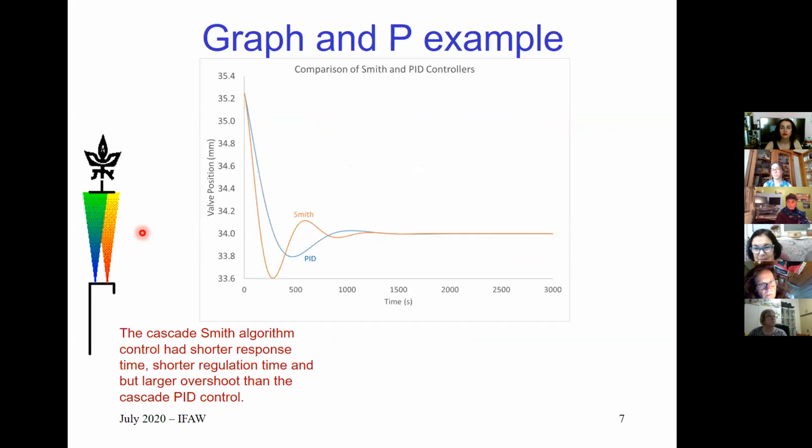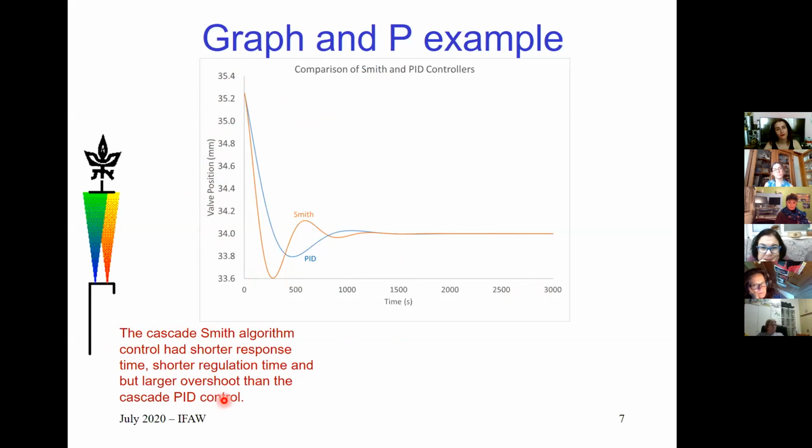Let me illustrate this with an example, actually from one of my students' exercises. Here we show the result of applying a control mechanism on some kind of valve. And it shows valve position as a function of time. This is what the student wrote in his P sentence. The Cascade-Smith algorithm and control had shorter response time, shorter regulation time, and larger overshoot than the Cascade PID control.